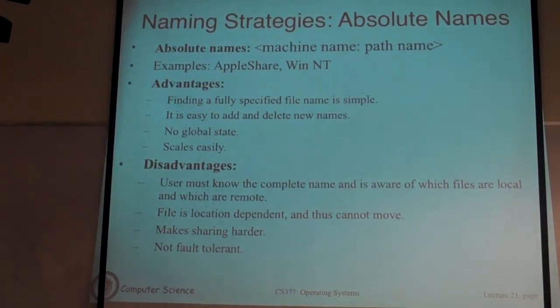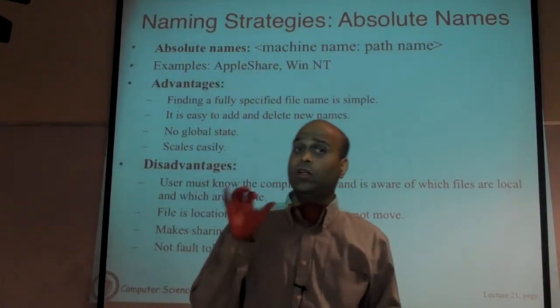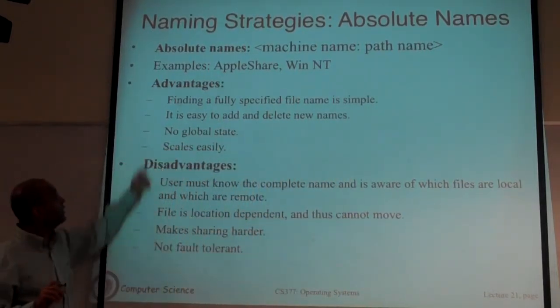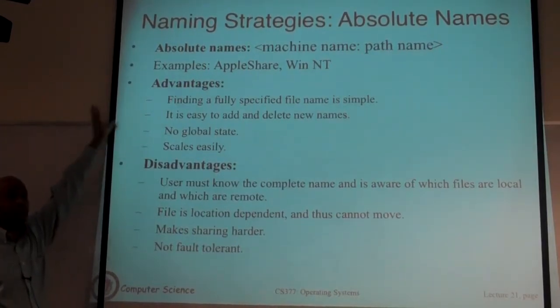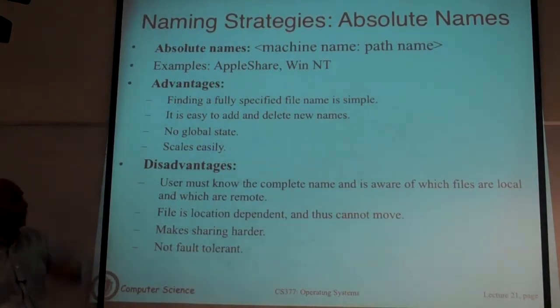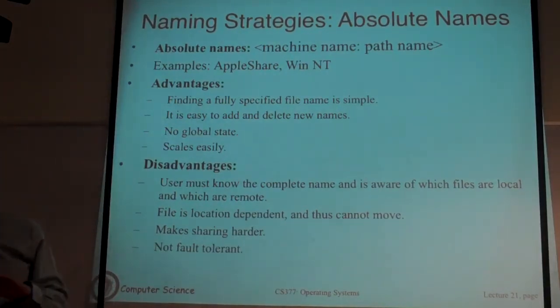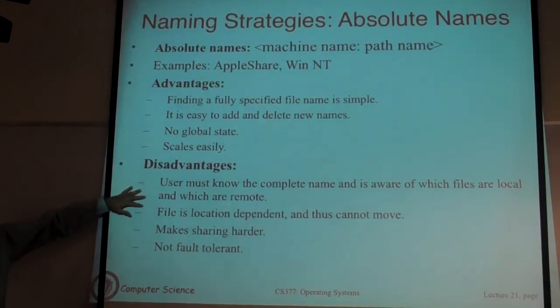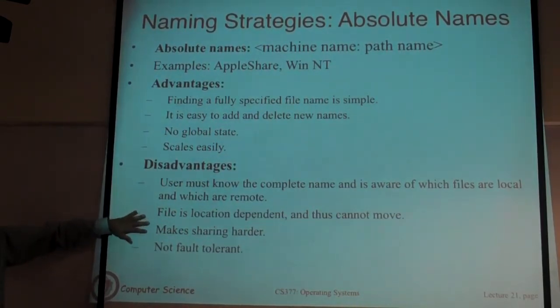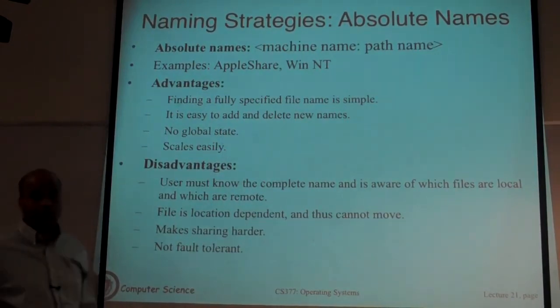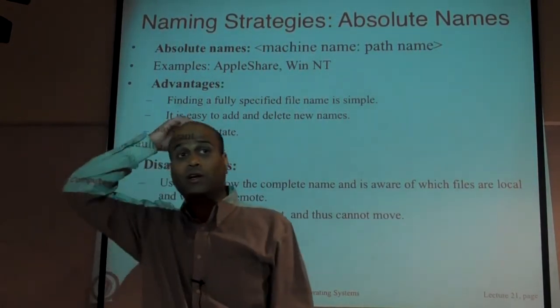The advantage of an absolute name is you specify all of the information needed to access it. You have the name of the machine, the directory on the machine, and the name of the file. It scales easily because there's not much work that the OS needs to do in order to figure out where that is. All of the information is specified. The disadvantage is the user actually has to specify much more information. Typically, the shell will take care of that for you, but something has to specify it to the OS. So there's more awareness on the part of the user. It's file dependent, cannot move, somewhat harder to share, and if it's not location transparent, it makes it not fault tolerant either.